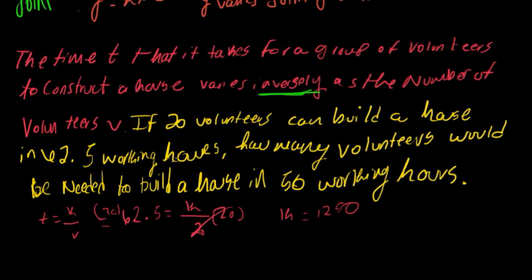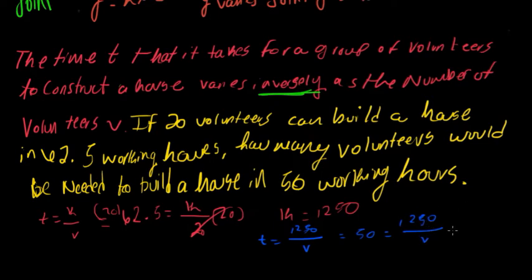Now that I have this, let's go ahead and use this to find our answer. It says if 20 volunteers can build a house in this many hours, how many volunteers will be needed to build a house in 50 working hours? So our equation says t is equal to 1250, because we substitute that in for k, over v. So how long does he want the house to take to build? 50 working hours. So 50 is equal to 1250 divided by v.